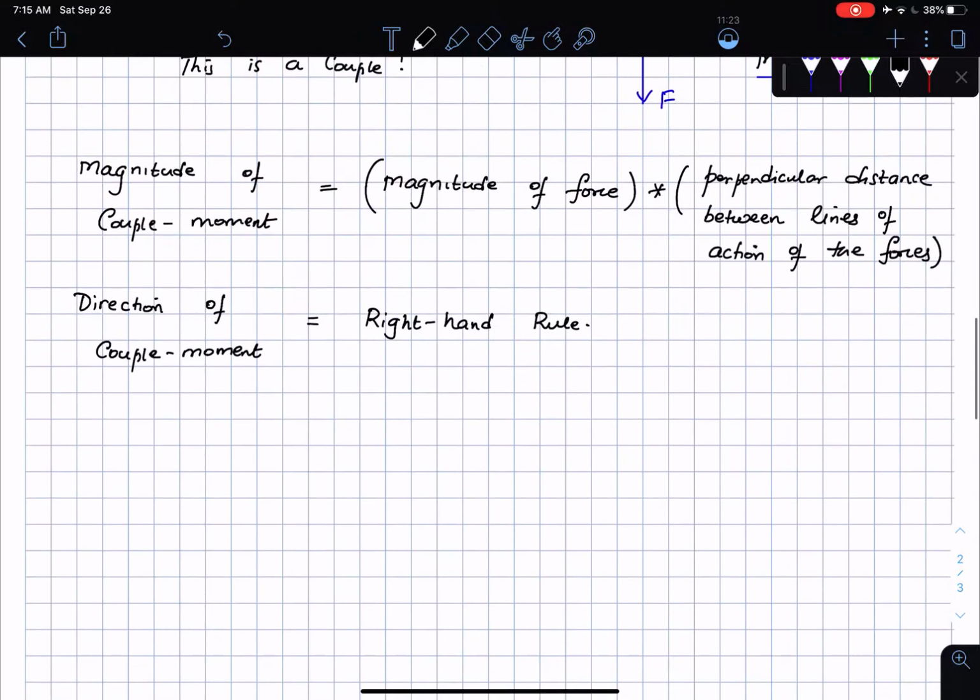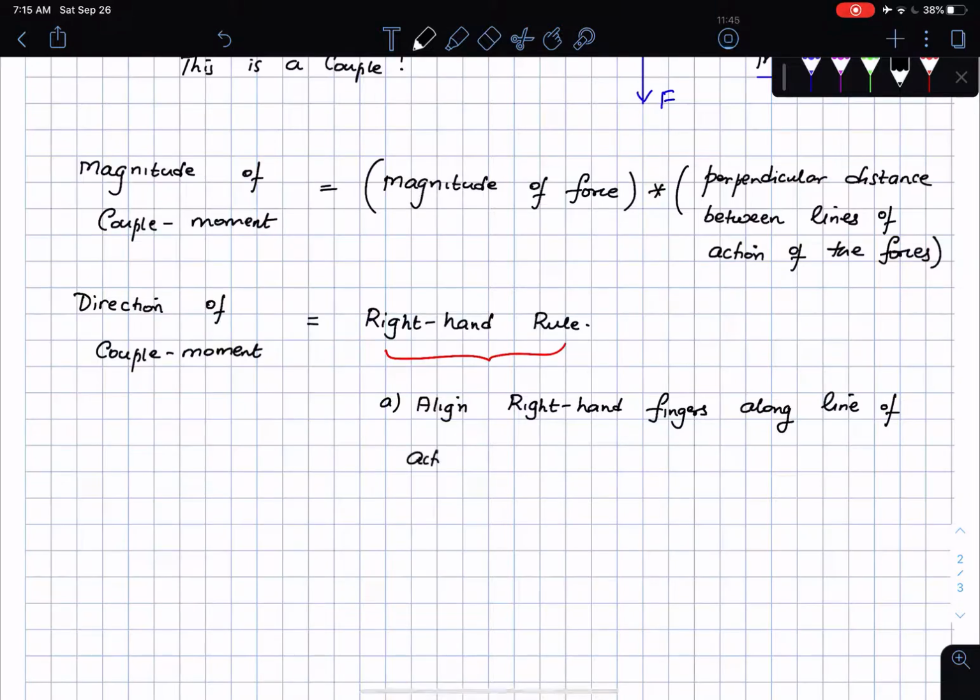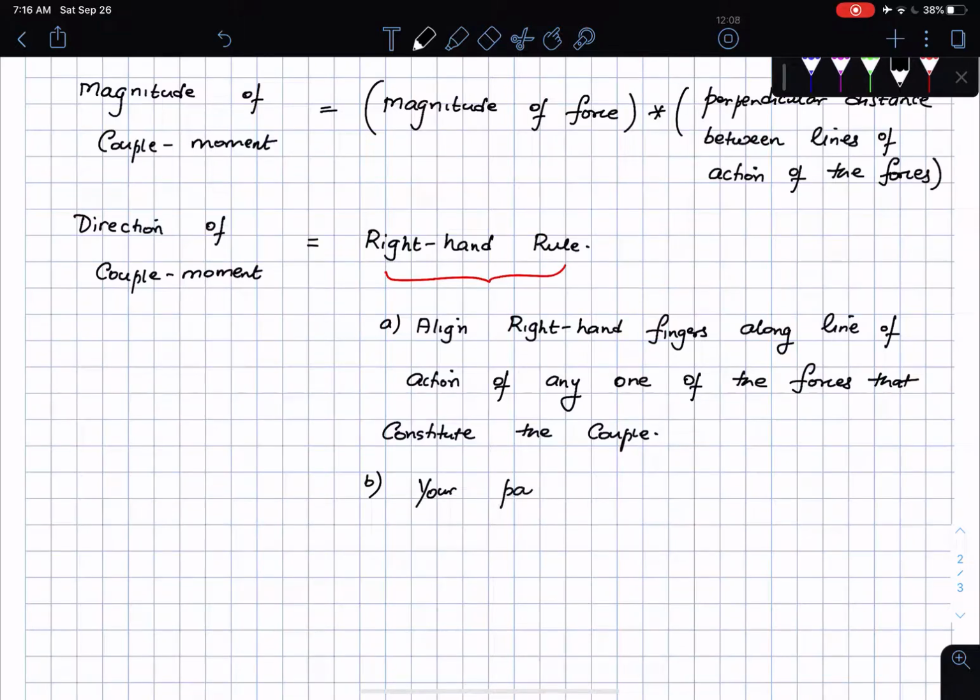Here is the right hand rule, and let me just very briefly write it out. Align the fingers of your right hand along the line of action of any one of the forces that constitute the couple. Then your palm must face the other member of the couple.